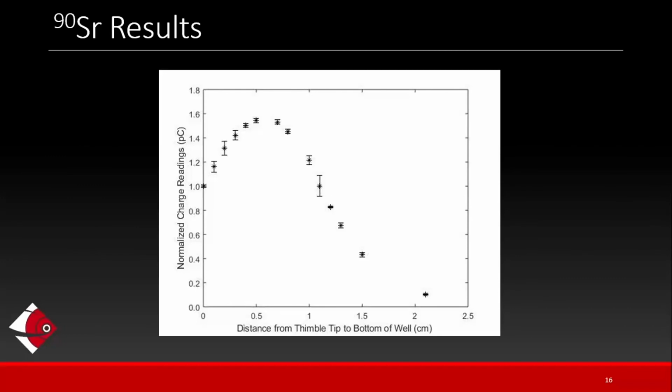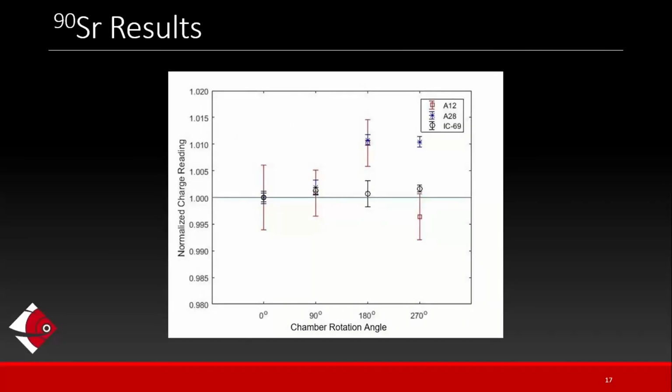Shown here is the response profile for the strontium-90 scanning profile measurements. You can see the hotspot lies around 0.5 to 0.7 cm from the bottom of the chamber well. Additionally, here is the rotational dependence of the chambers within the source. As you can see, the IC69 exhibits a very small rotational dependence within the check source well, but the A12 and A28 vary by up to 1% different, indicating that it is incredibly important to insert these chambers in the check source in the same way for each measurement taken.